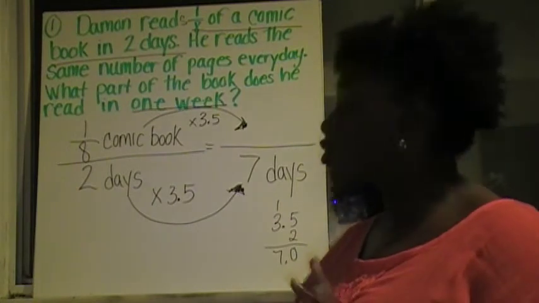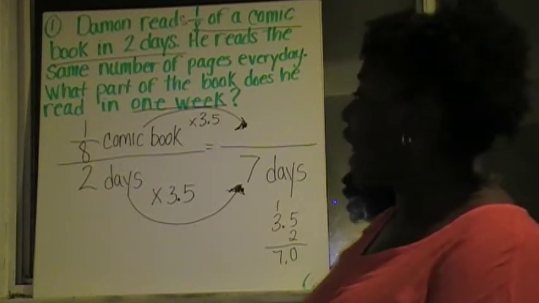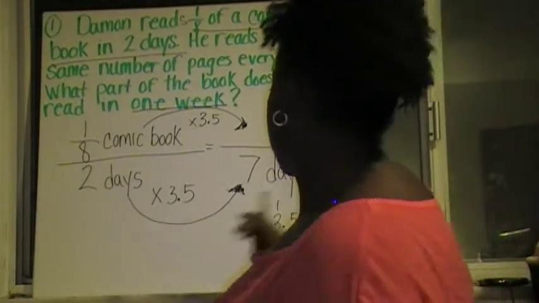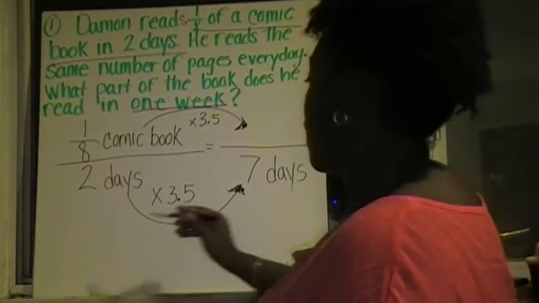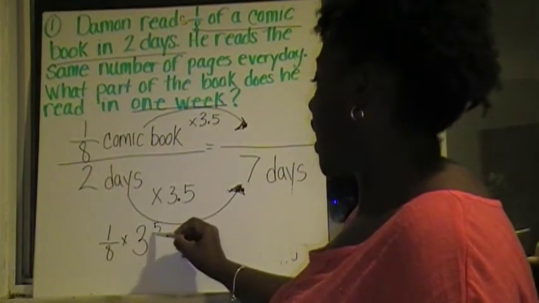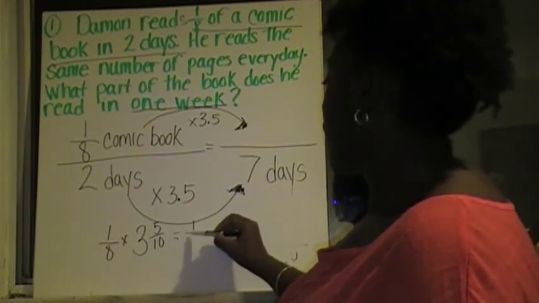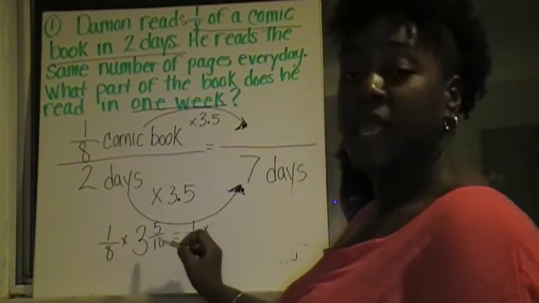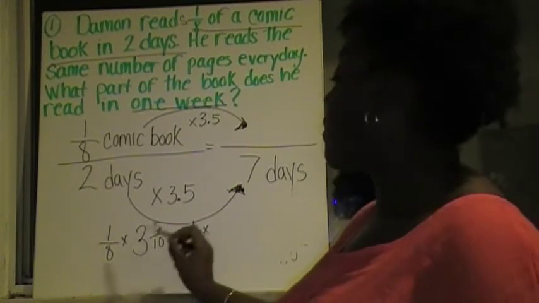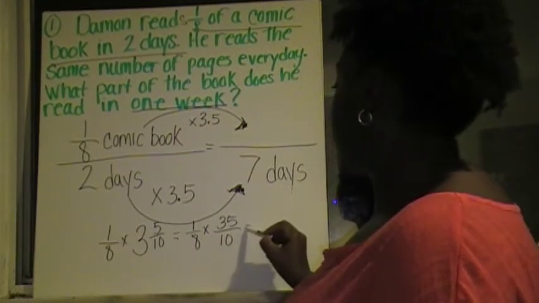Now, crazy, because I got a fraction multiplied by a decimal. Well, I know that this is 3.5 or 3 5/10. So I'm going to use my scratch pad down here. 1/8 times 3 5/10. I know that when I change this into an improper fraction, I got 10 times 3, which is 30, plus 5, 35. So this is 35 over 10.